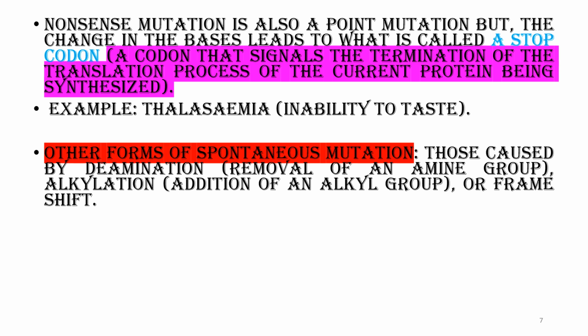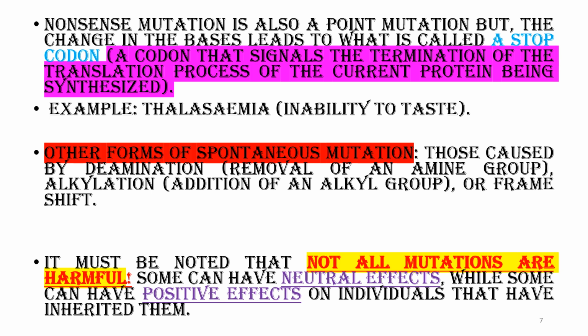There are other forms of spontaneous mutation, for example, those that are caused by deamination, and deamination is the removal of an amine group, or those that are caused by alkylation. Alkylation is the addition of an alkyl group. There's also frame shift spontaneous mutation.